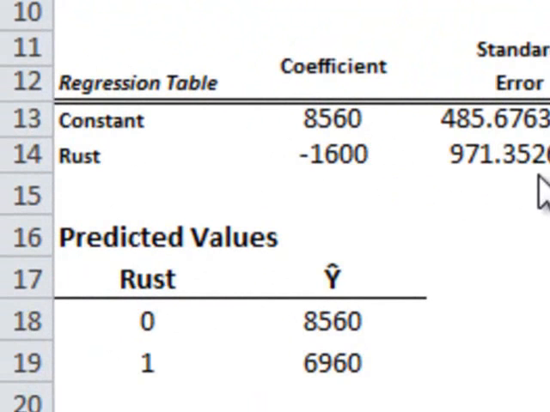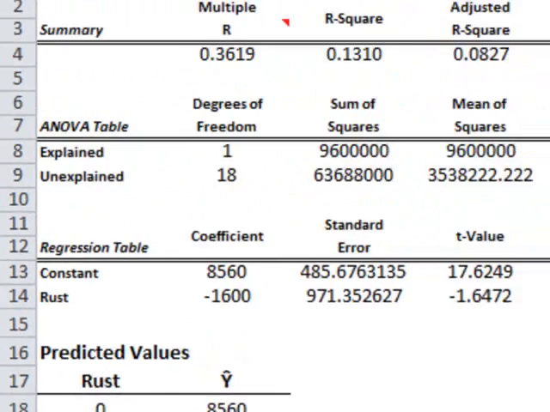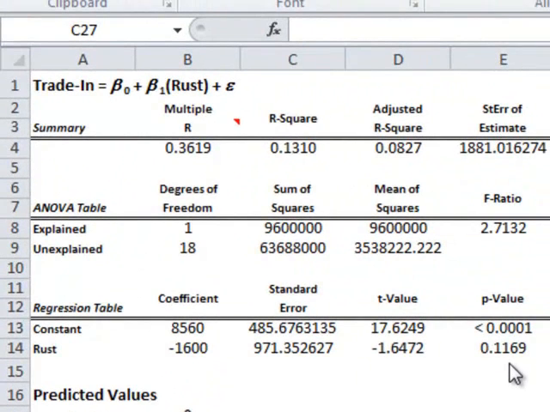We also notice that the rust variable has a p-value of 0.1169, meaning this model is not demonstrating a significant relationship between the rust variable and the trade-in value. We might say that rust does not appear to have a statistically significant effect on trade-in value. Now, as always, we have to remember that does not prove rust has no effect. It simply proves that with this data we are failing to show that rust has an effect.